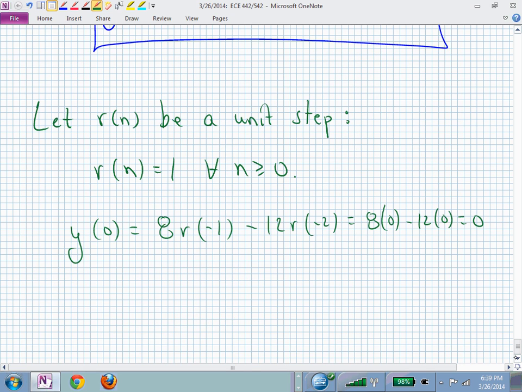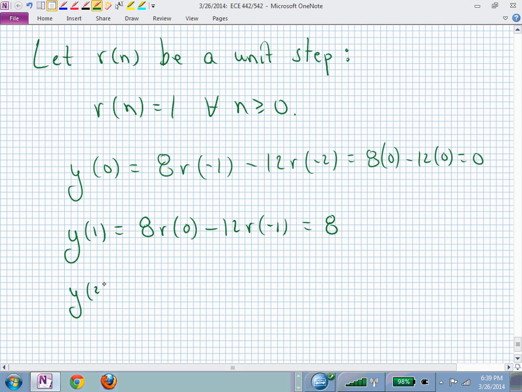What's y of 1? y of 1 is now 8 r of 0 minus 12 r of minus 1. That's just 8, isn't it? What's y of 2? 8 r of 1 minus 12 r of 0. This is now 8 minus 12, or minus 4.